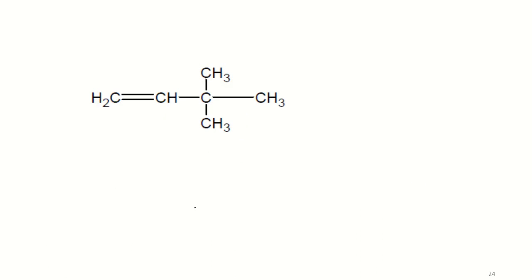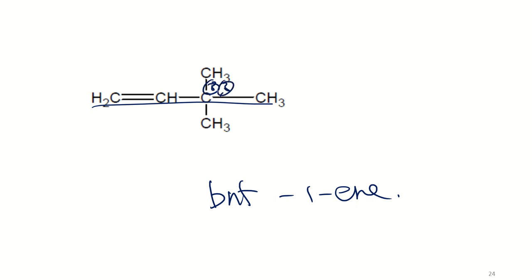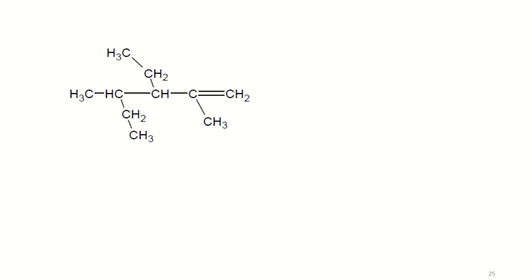This one, longest carbon chain, 4 carbons. Double bond is on the first carbon. Methyl groups, I have 2 of them on 3, so I have 3,3-dimethylbut-1-ene.